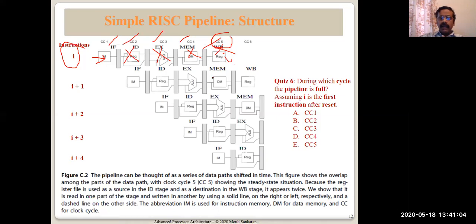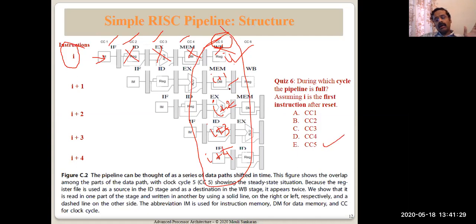When I is here, I plus 1 would have moved here, assuming that no instruction is getting stalled or stopped. I plus 2 will be here. I plus 3 will be in this stage. I plus 4 will be in this stage. That means every block is busy with some instruction, which will happen only when CC5 is there. During this cycle only, all the stages are busy. So the correct answer is CC5.